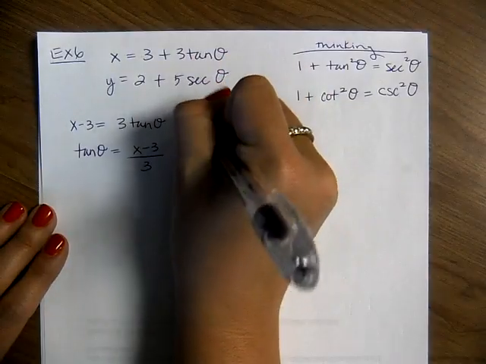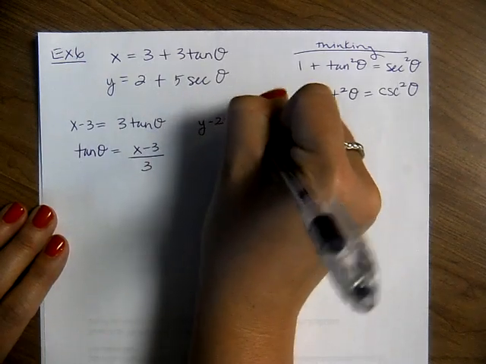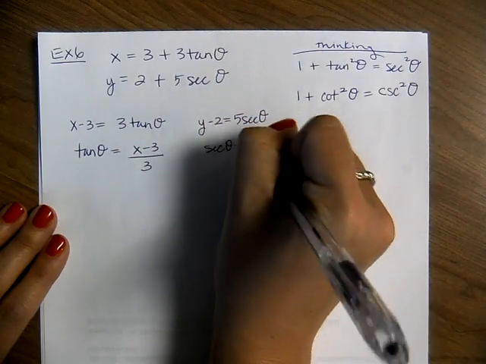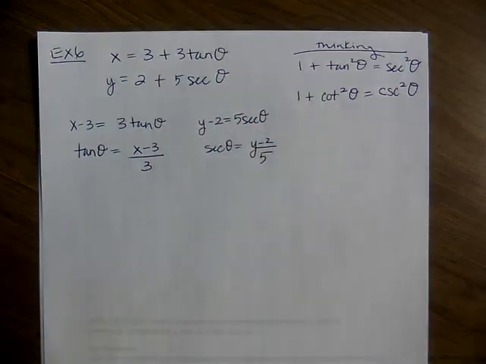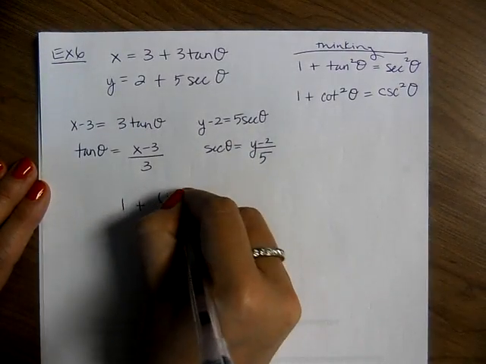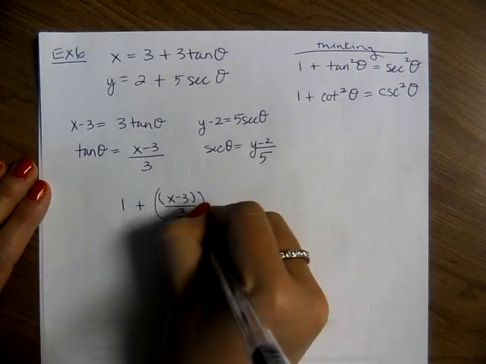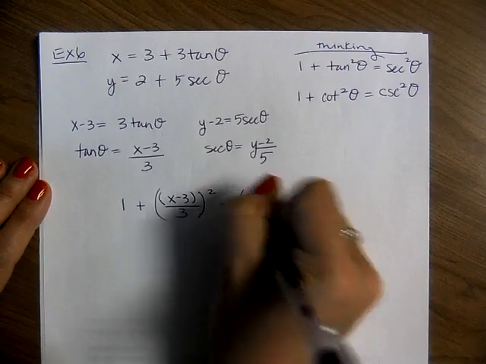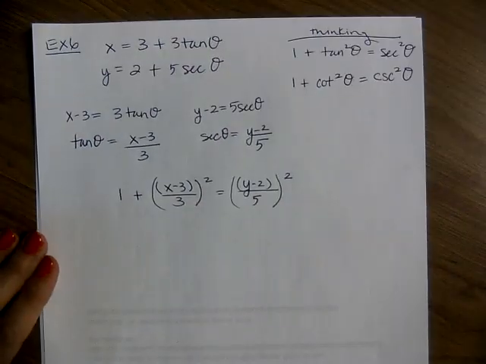Solving for y, we get y minus 2 equals 5 secant of theta, divided by 5, and we get the secant of theta equals (y minus 2) divided by 5. So you're just manipulating that equation in order to solve for tangent and secant. Once you know those, you're ready to plug it into the identity to eliminate that parameter. So now we have 1 plus ((x minus 3) over 3) squared equals ((y minus 2) over 5) squared, okay?